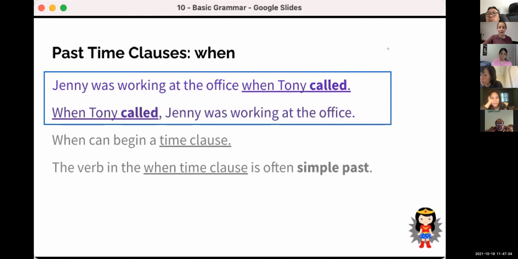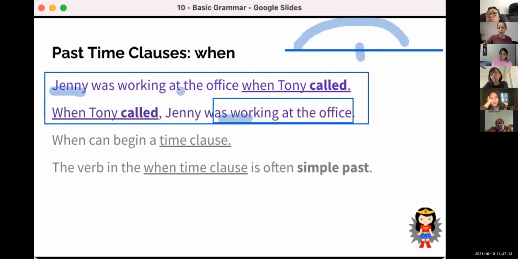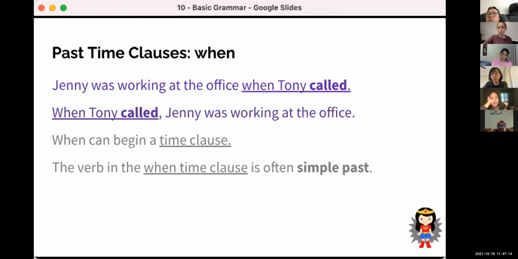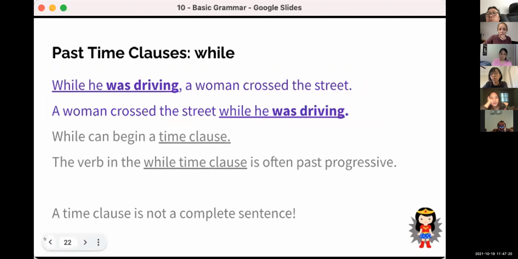We can use during instead of when or while. No, you cannot change one word for the other. They have a similar meaning, but they're not interchangeable.